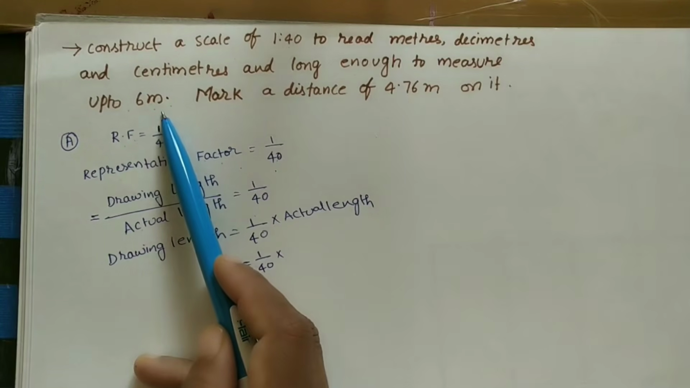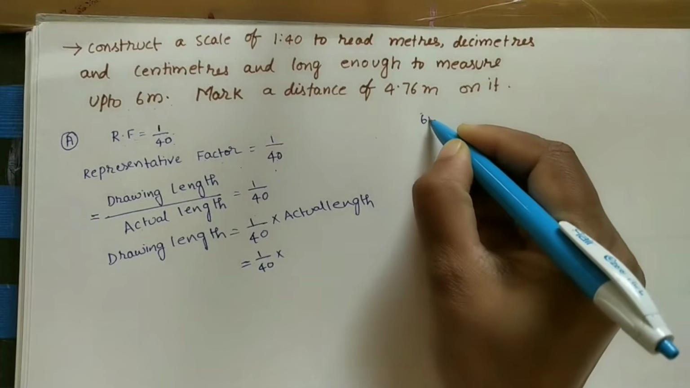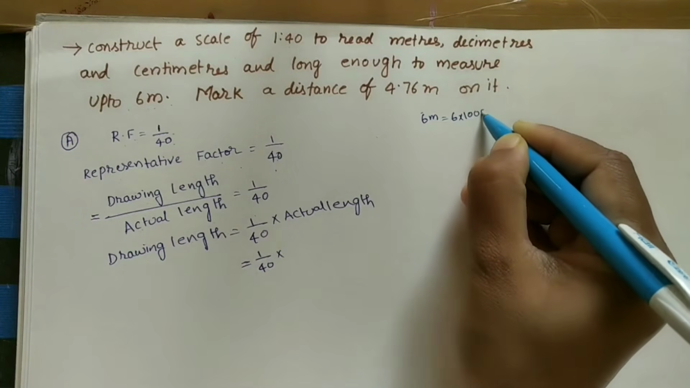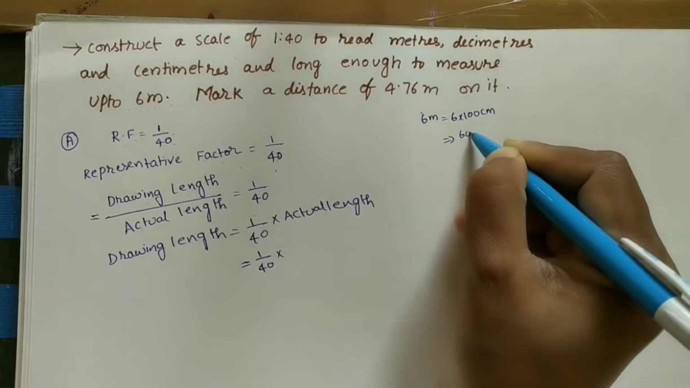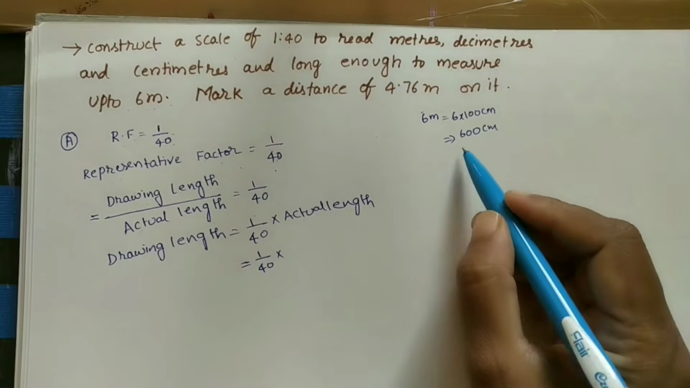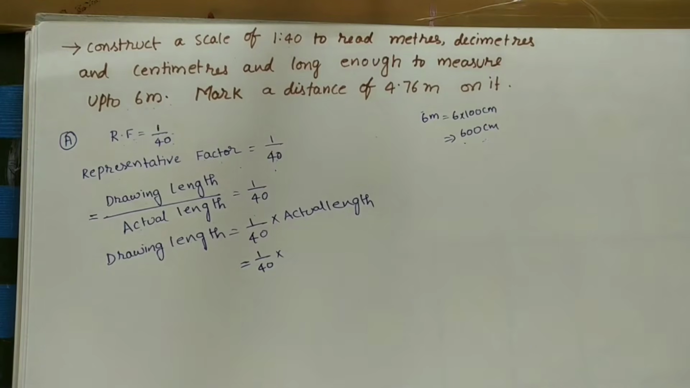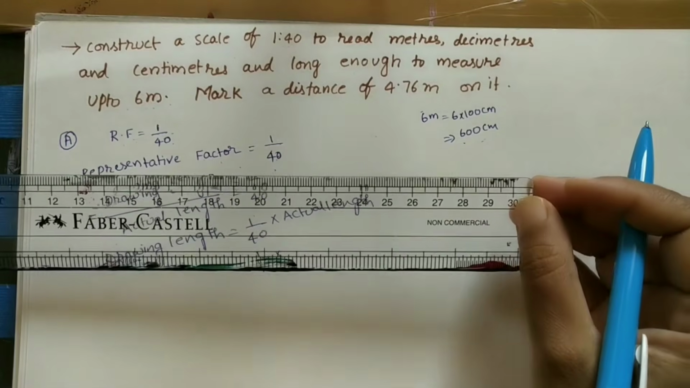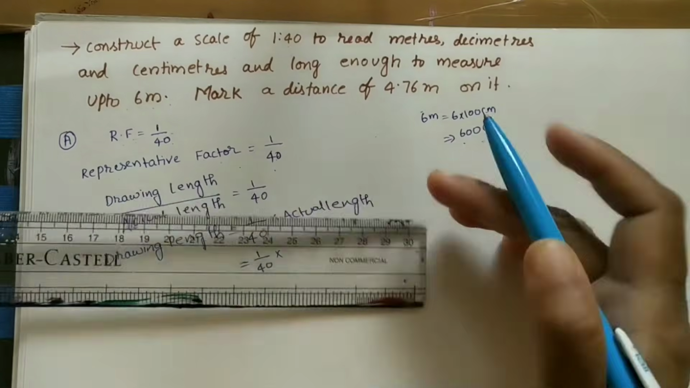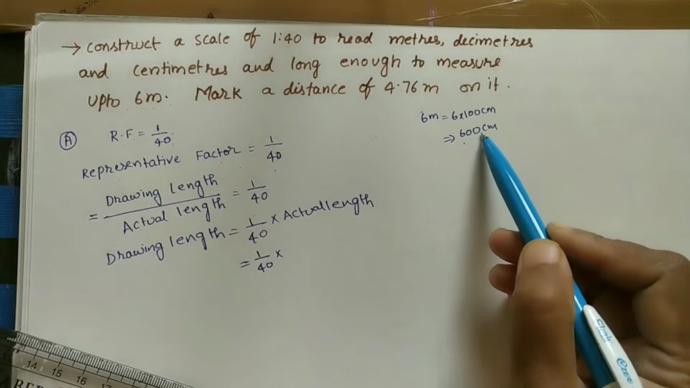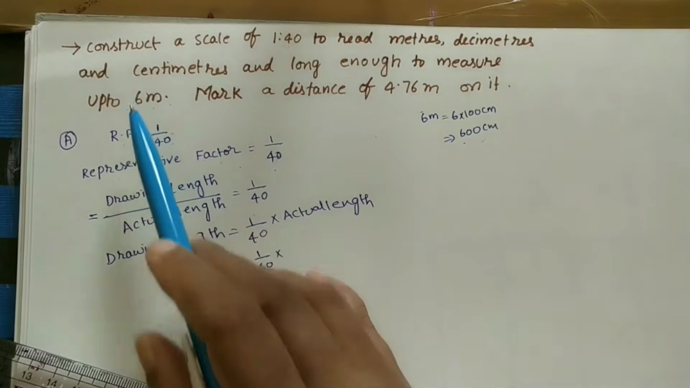6 meters means here how many centimeters? 1 meter means 100 centimeters, so 600 centimeters. It is not possible to draw a line of 600 centimeters here. If you see this scale, it is 30 centimeters. So we can't mark 600 centimeters in the small area. That's why we have to take the actual given length.